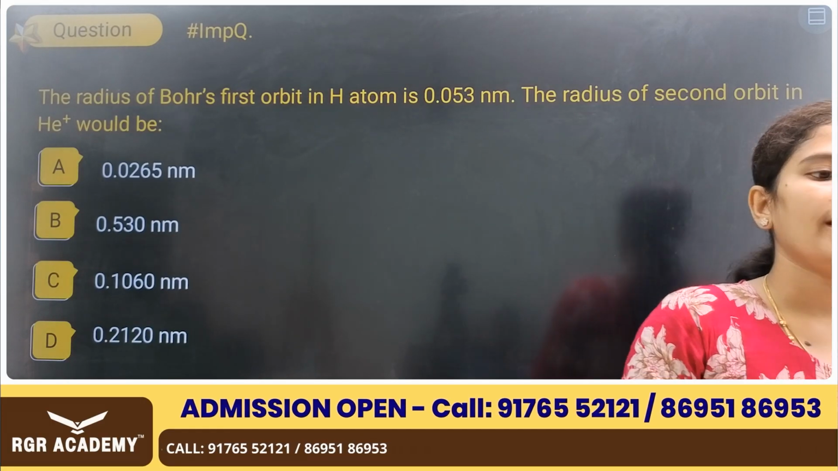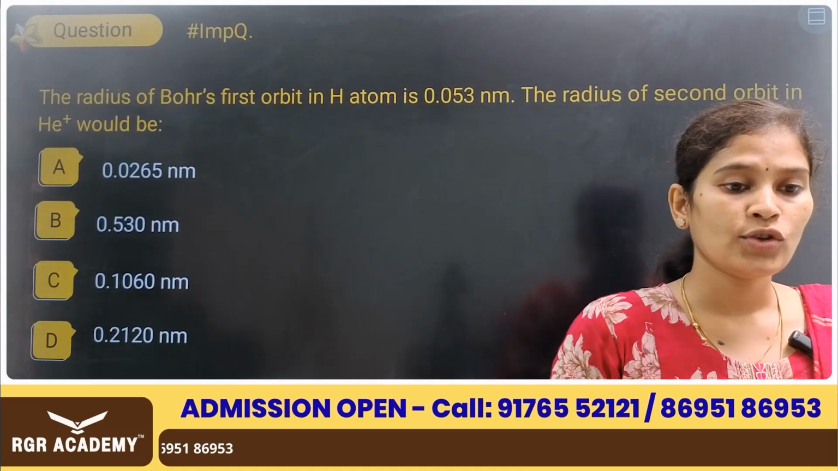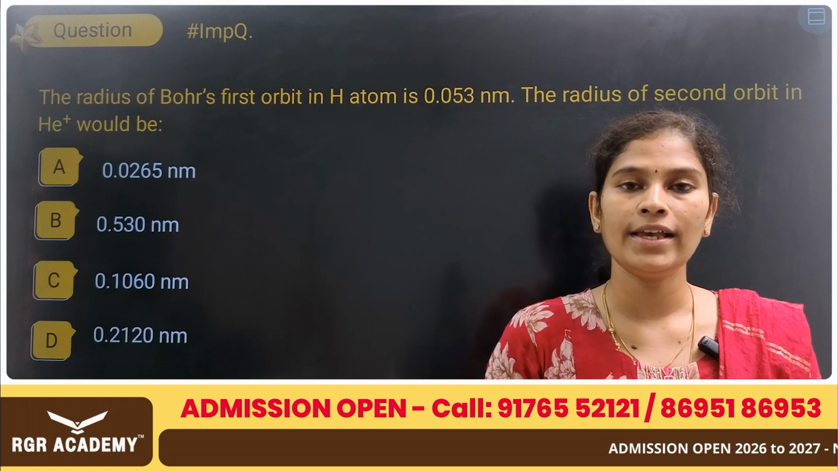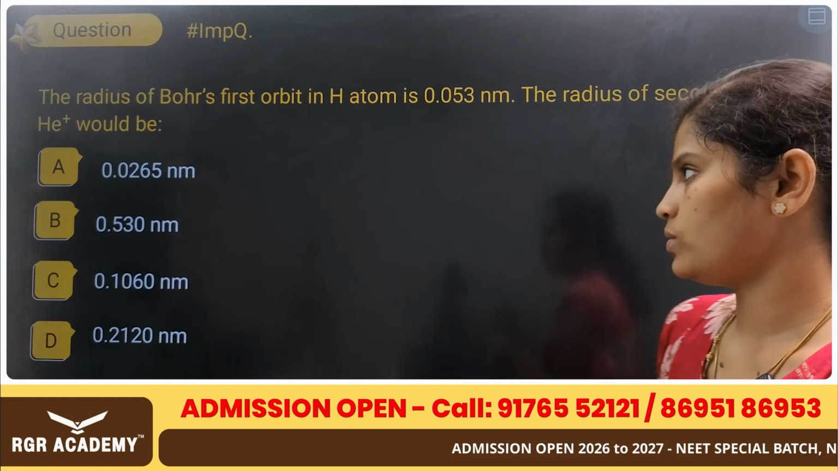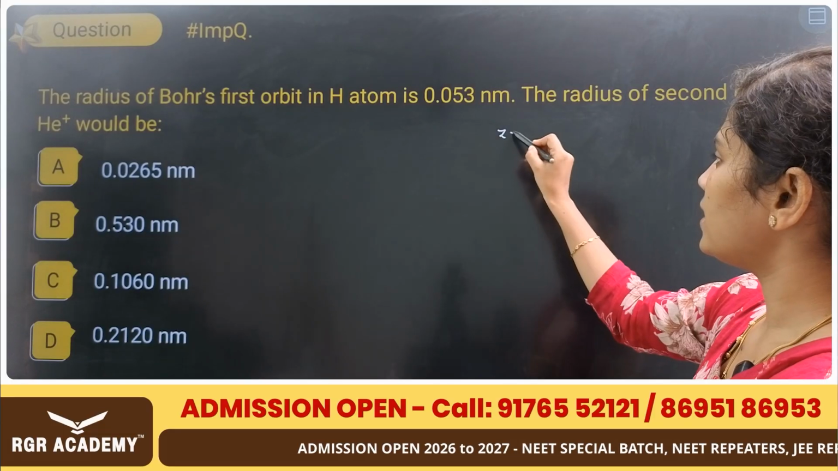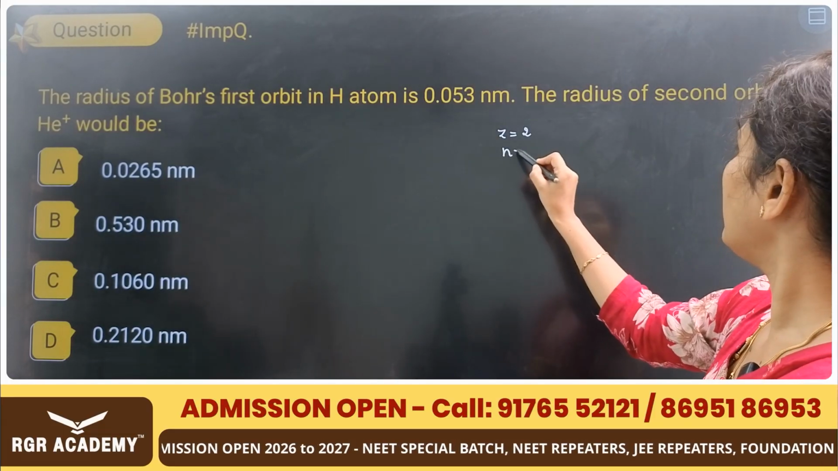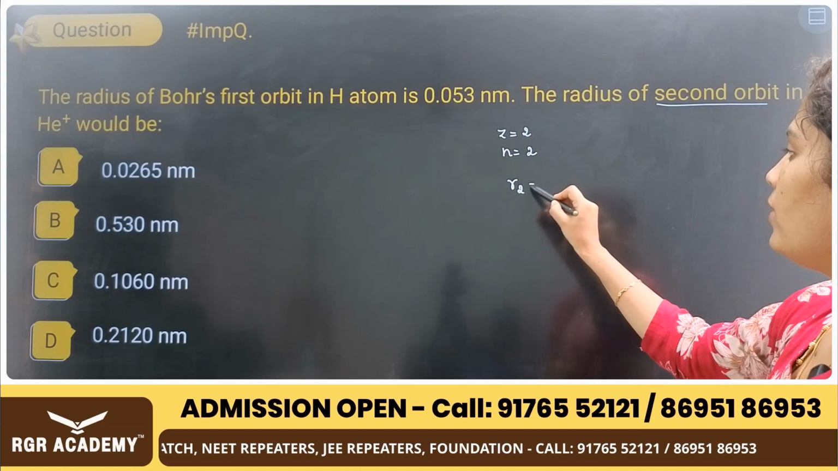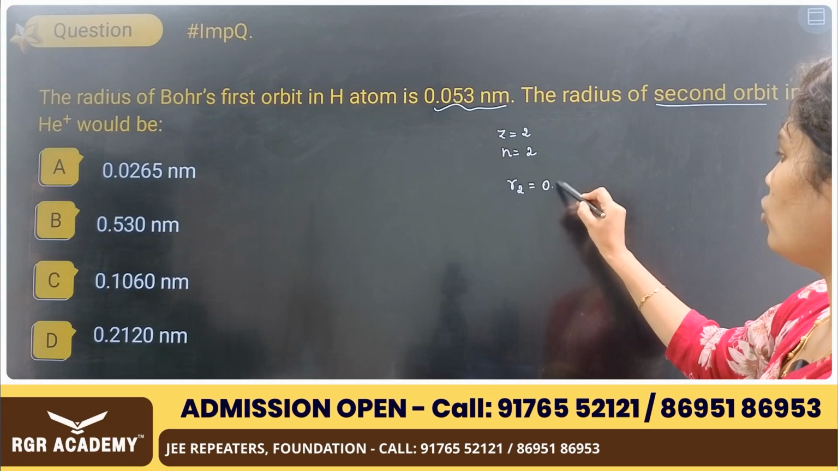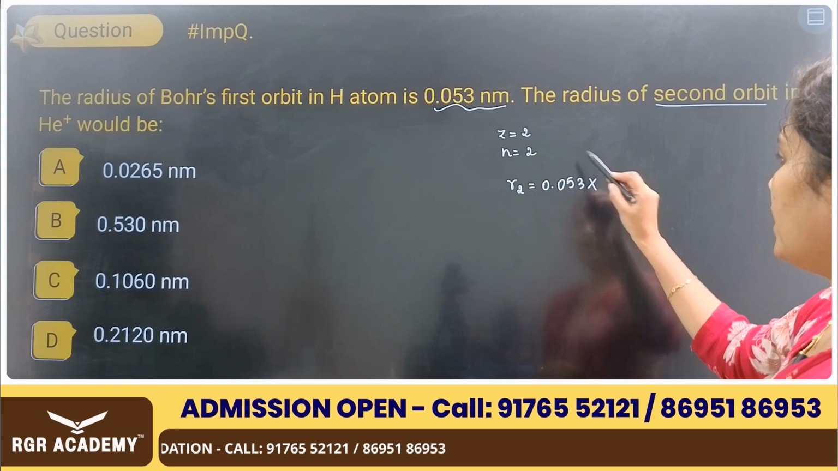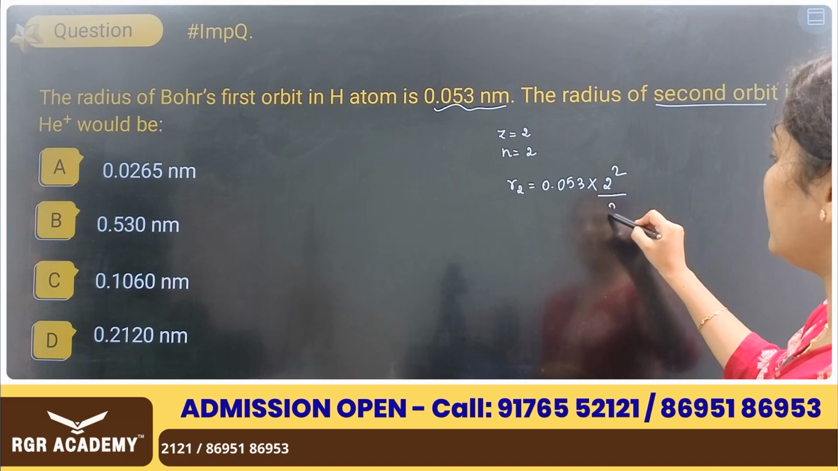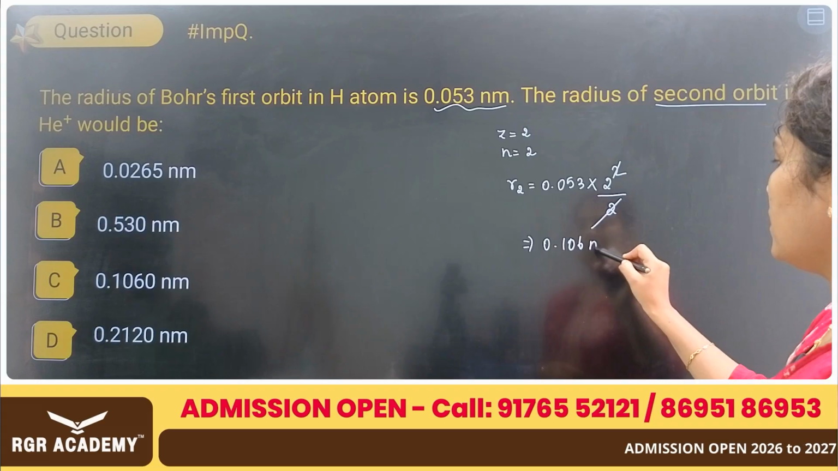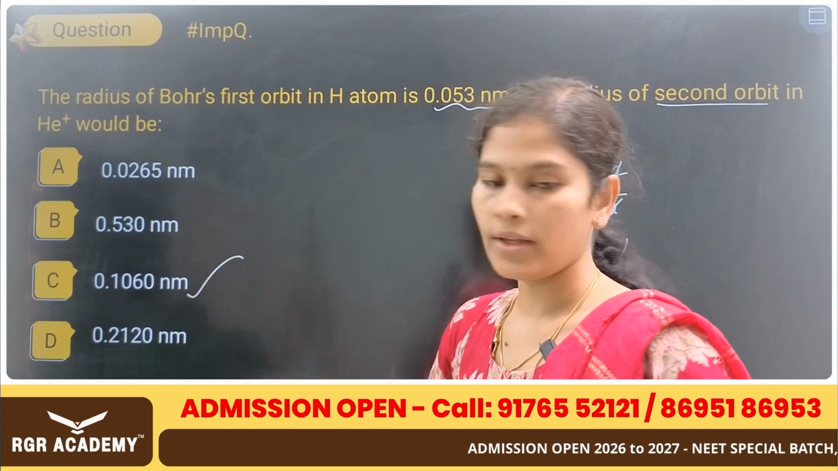The next question is based on the radius calculation. The radius of Bohr's first orbit is 0.053 nanometer. The radius of second orbit of helium plus would be? So helium plus in the sense Z will be 2. And what is the level? Second orbit, so 2. So we need to find out the second level of helium. R naught value is given, 0.053 n square by z. Once we cancel, what we will get? 0.106 nanometer. We can go with third option.